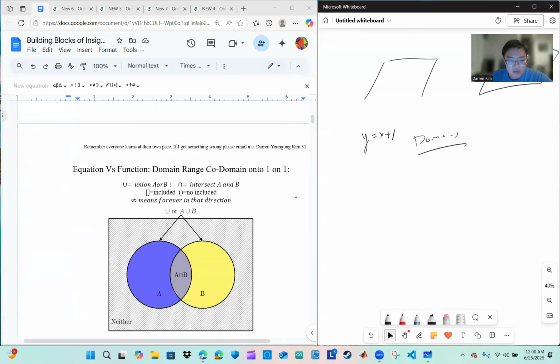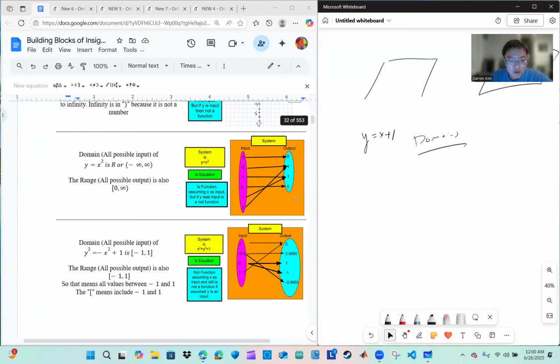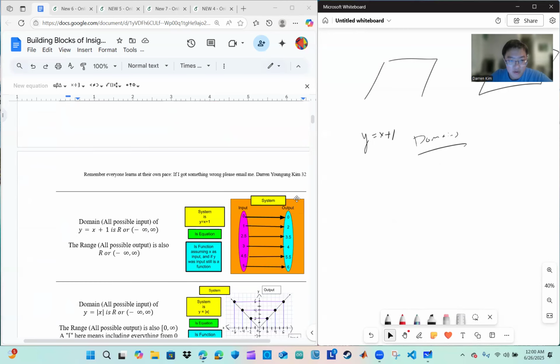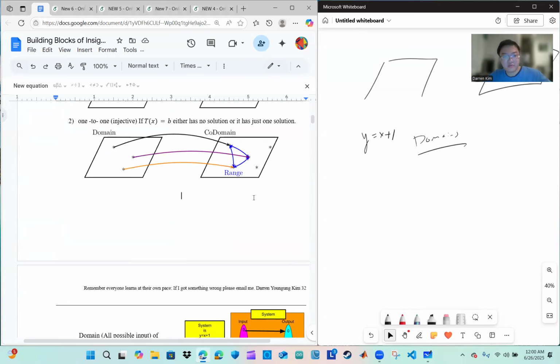Did I explain what a function is? I did not. A function has one output for one input.